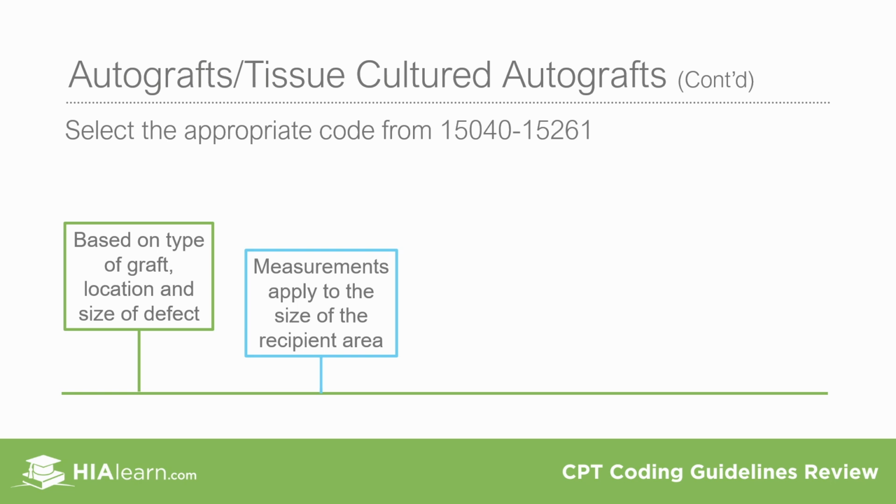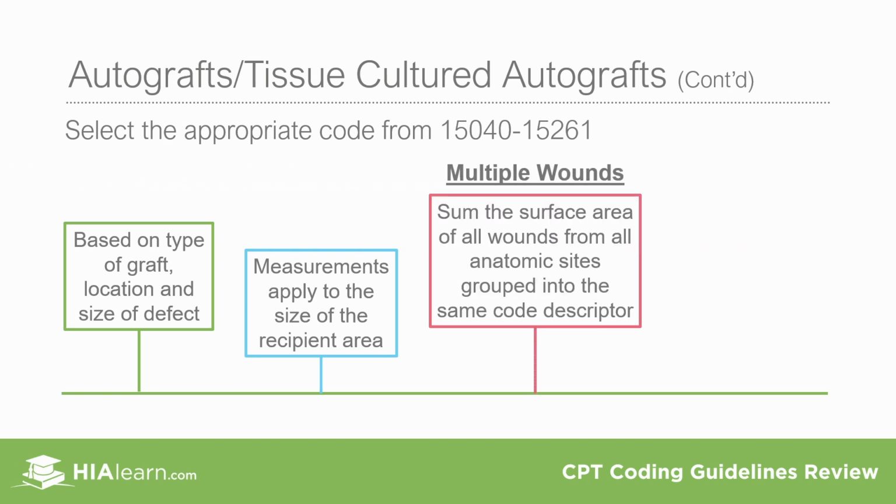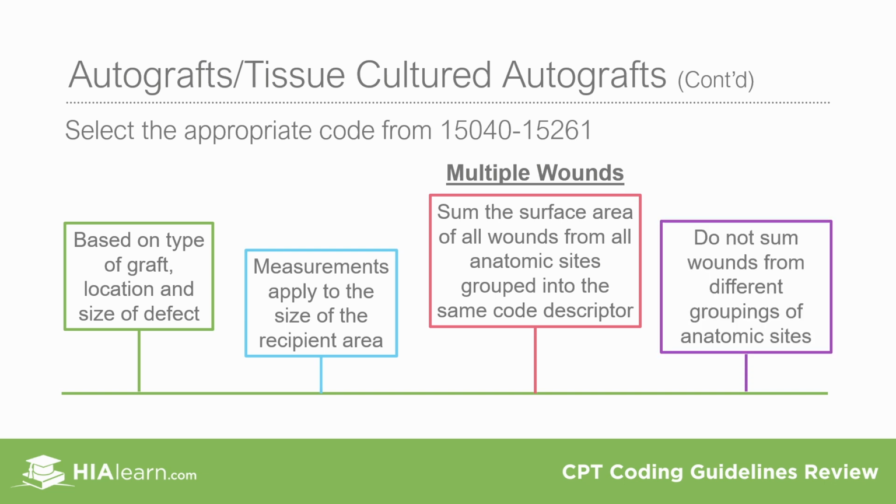To determine the correct measurements for multiple wounds, sum the surface area of all wounds from all anatomic sites grouped together into the same code descriptor, such as the trunk and arms, but do not sum wounds from different groupings of anatomic sites, such as the face and arms.